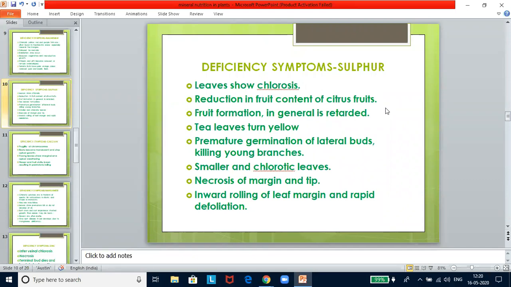There is premature germination of lateral buds, killing most of the young branches. Leaves become smaller and chlorotic. Necrosis of the margin and tip of the leaves is seen. The leaves will start rolling inward and rapid defoliation occurs. So sulfur deficiency grossly affects the leaves in the plant.